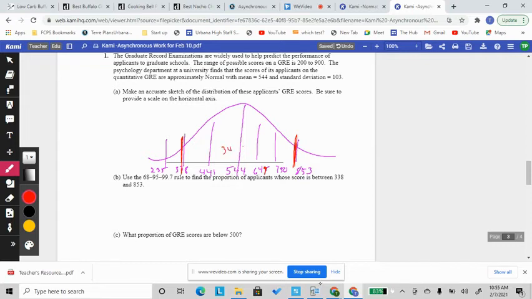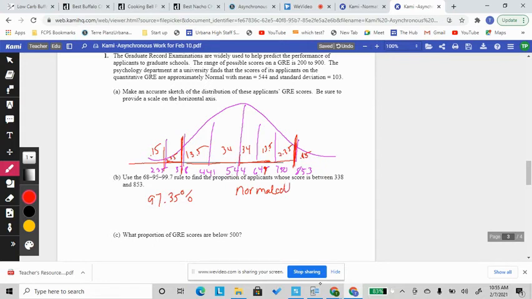So if you're using the empirical rule, there's 68, 95 would be 45.7 here, 45.7 here, 2.35 here, 2.35 here. That gives me 99.7. And then these tails are 0.15 each. So all you have to do is add from 338 to 853, and you should get 97.35.